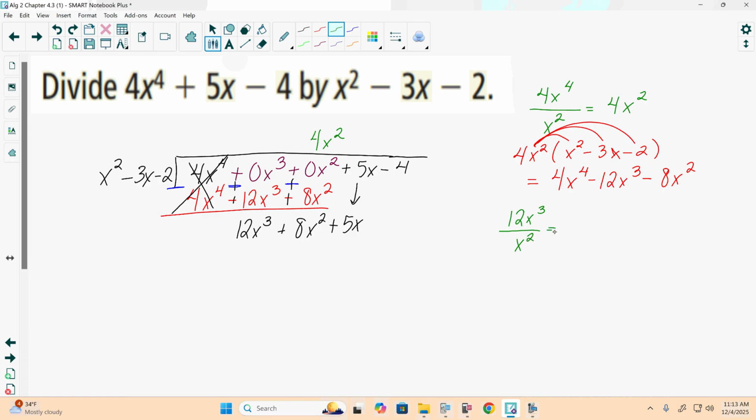So we're going to divide 12x cubed by x squared, which would give us 12x. And since it's positive, above our line, we're going to add plus 12x. Since it's positive, we'll say plus. And then we're going to do this again. We're going to take 12x and multiply it by our x squared minus 3x minus 2.